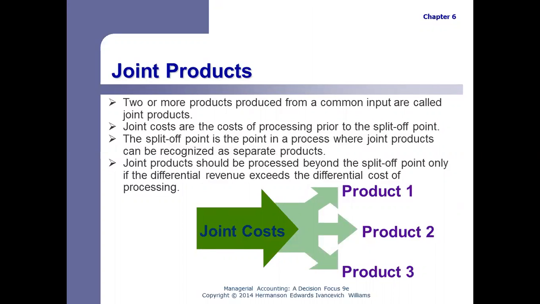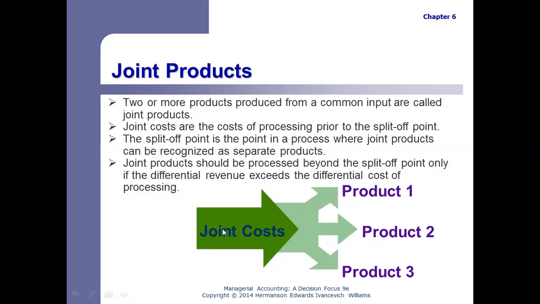Okay, the concept of a joint product. A joint product is when you have a common process up to a certain point, called the split off point, and then at that point the different products are processed separately to create other products.